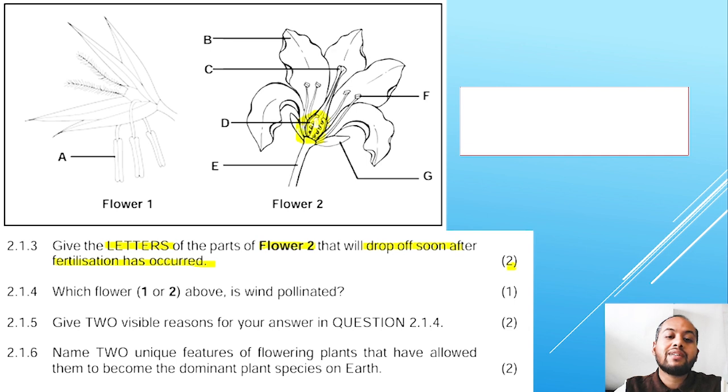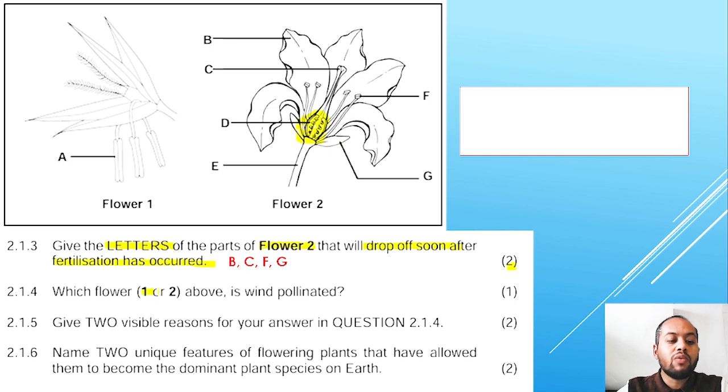Fertilization will most likely occur here at part D because inside the ovary you are going to have the ovule. So if you are giving the letters of the parts of flower 2 that will drop off, you will go to the first letter, part B, the petals will start falling off. Part C, the stigma starts to fall off. Part F, the anther is going to fall off. And part G, the sepal falls off. These are the letters that will start dropping off after fertilization has occurred. So the corolla or the petal, the stigma, the anther, as well as the sepal.